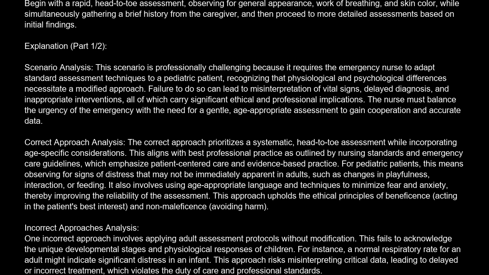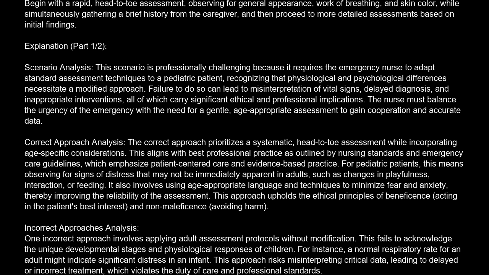Explanation. Scenario analysis. This scenario is professionally challenging because it requires the emergency nurse to adapt standard assessment techniques to a pediatric patient, recognizing that physiological and psychological differences necessitate a modified approach. Failure to do so can lead to misinterpretation of vital signs, delayed diagnosis, and inappropriate interventions, all of which carry significant ethical and professional implications. The nurse must balance the urgency of the emergency with the need for a gentle, age-appropriate assessment to gain cooperation and accurate data.